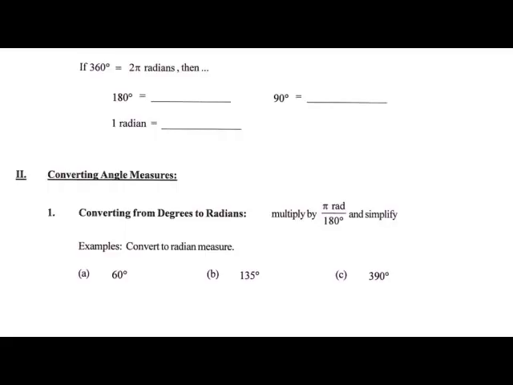The first one is 180 degrees. If we know that 360 is 2 pi, we know that 180 is half of that. So half of 2 pi would just be pi. So 180 degrees is equal to pi. Same with 90 degrees. We know that 90 degrees is 1/4 of 360 degrees. So 1/4 times 2 pi. We can cross cancel, so we get pi over 2. So 90 degrees is the same as pi over 2.